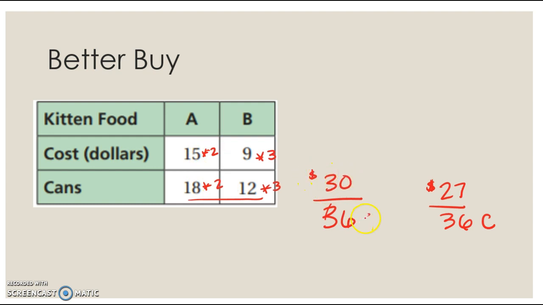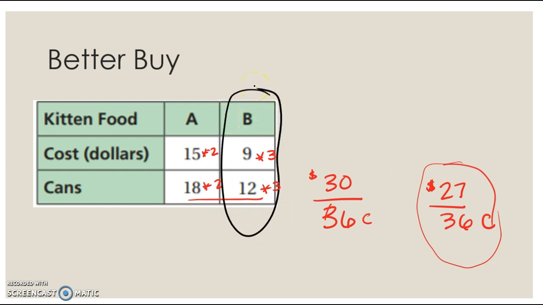So here now we have the same amount of cans, different amount of money. If we wanted to get 36 cans, I would rather pay $27 for those 36 cans than $30. So that's actually saving me $3. So for this problem, we would find B to be the better buy. So you can either get a common denominator or simplify them both down to get a unit rate.